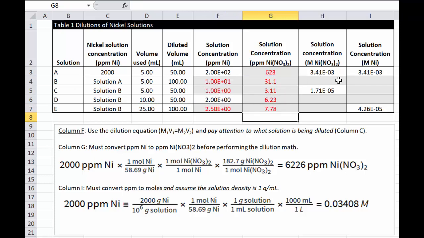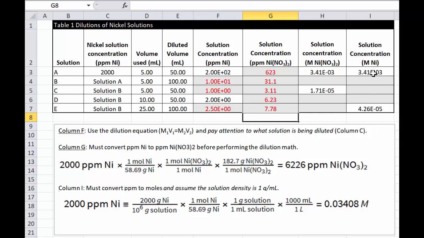Now we've got a couple cells here that we need to fill out, and instead of using parts per million as our unit of concentration, we're using molarity. I'm going to start off with the molarity of nickel, so column I. I'm going to skip column H for just a second. Again, in order to get molarity, we need to do some stoichiometry or unit conversion: 2000 ppm, the definition of parts per million, molecular weight, and conversion between liters and milliliters, and we get a concentration of 0.03408.